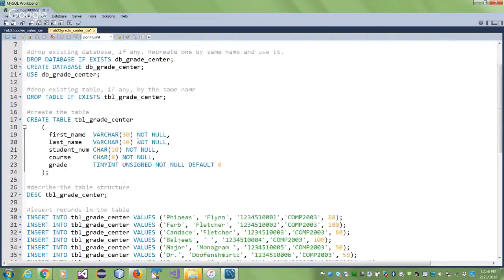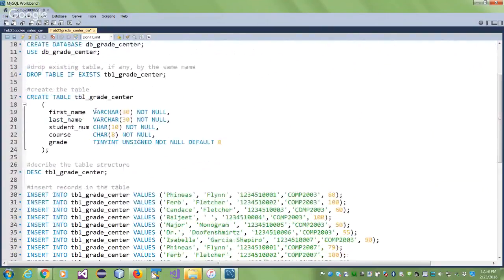Let's look at the table. We already know about these types. First name is a varchar, last name is a varchar, student number is a char 10. You could call it student number if you like, or student num. It's a char 10, not null. Course is a char 8, like your courses, Comp2003, that's what the course is. And the grade is a tiny int because marks are out of 100.